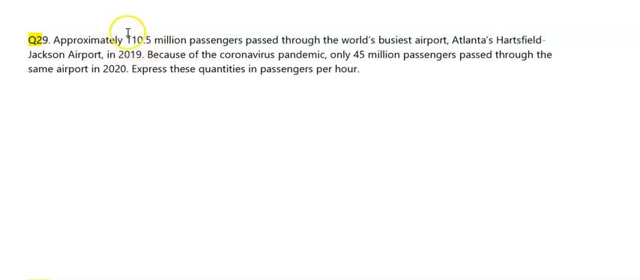Approximately 110.5 million passengers passed through the world's busiest airport, Atlanta Hartsfield-Jackson Airport, in 2019. So the question says 2019, how many passengers passed? 110.5 million. So it's going to be 110.5 times 10 to the power 6 passengers.